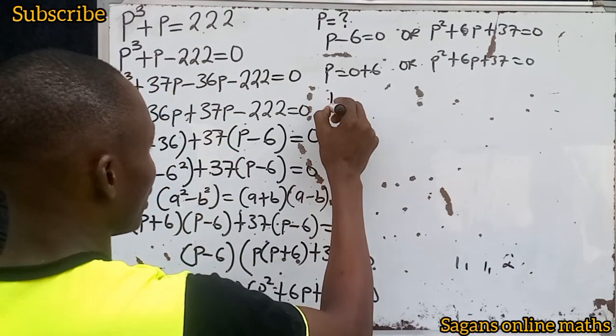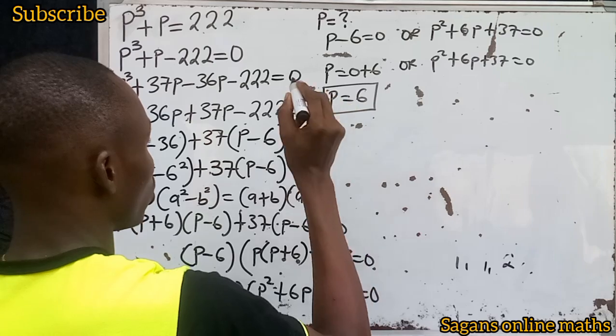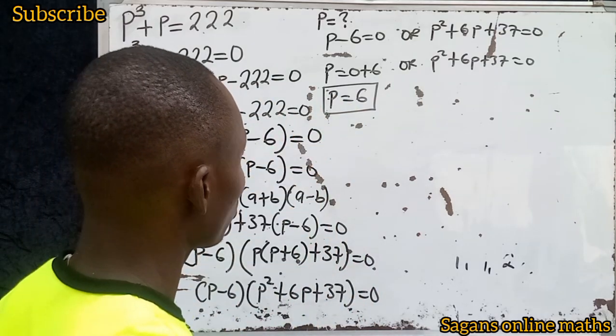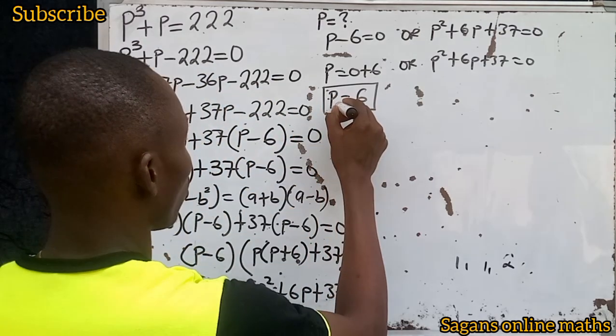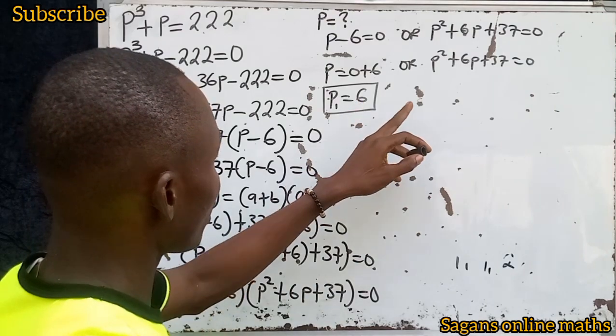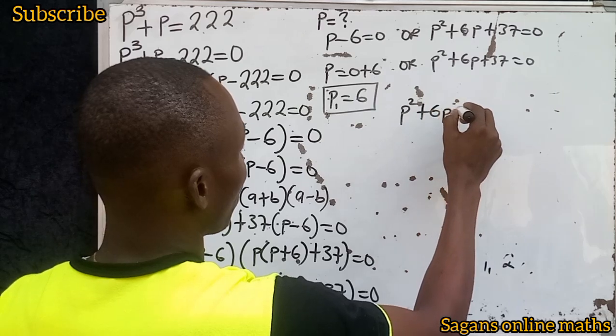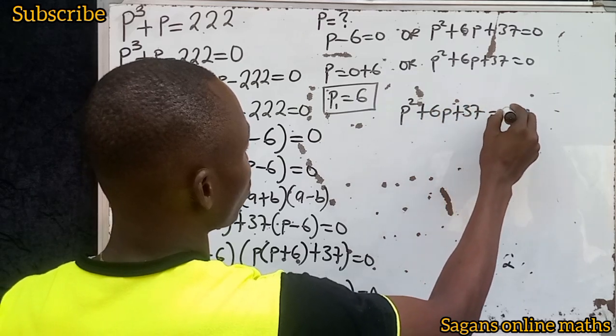Okay, so that means p equals 6. This is the real solution to this question. This is one of the solutions to this question. So you can call this p1. P equals p1 equals 6. Now what if here we have p squared plus 6p plus 37 equals 0.